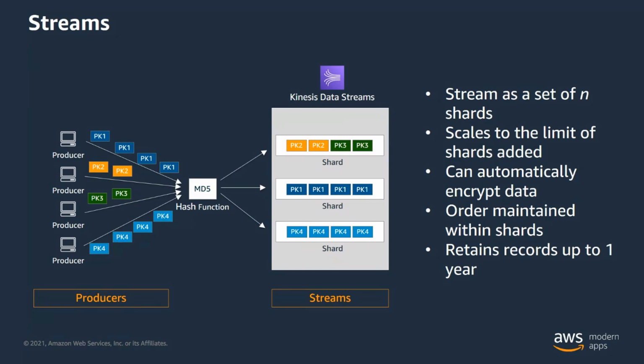Kinesis can automatically encrypt sensitive information as a producer enters it into the stream. It uses AWS KMS for encryption. Record ordering is maintained within each shard, and you can configure record retention for up to 1 year.